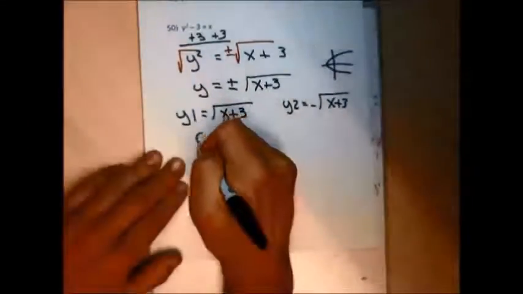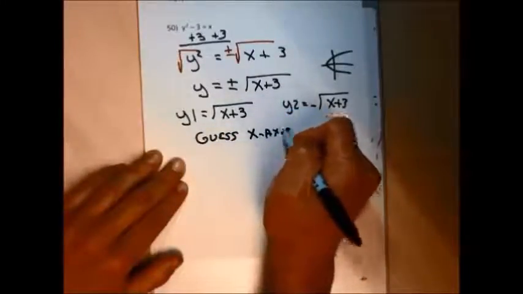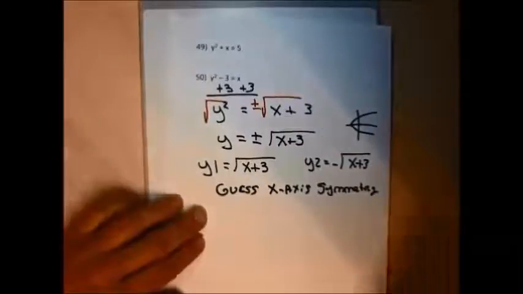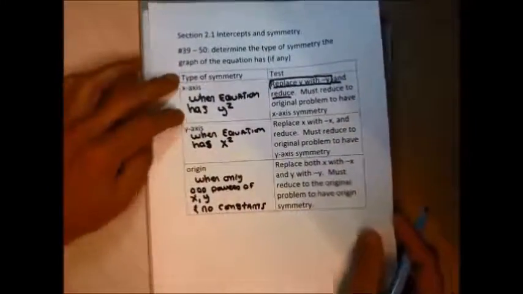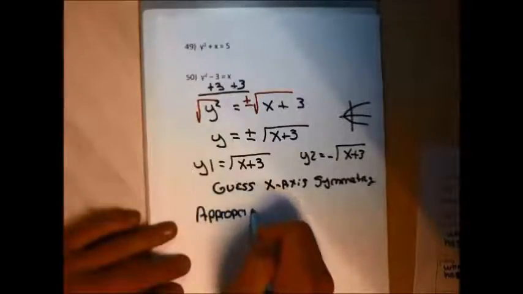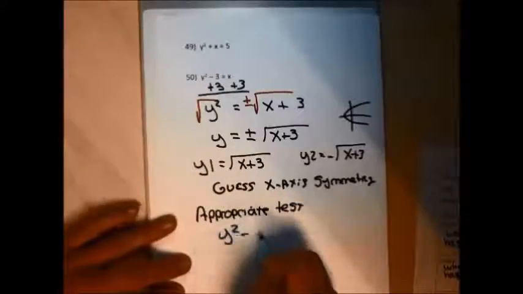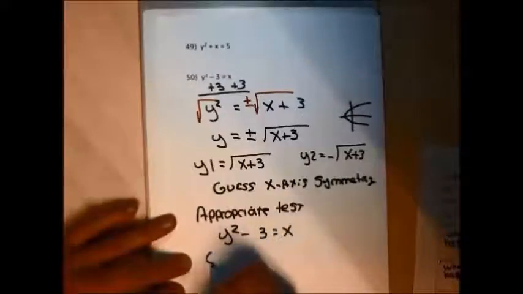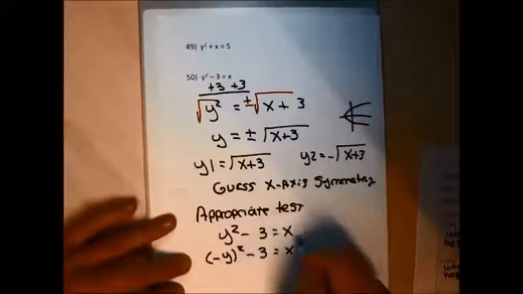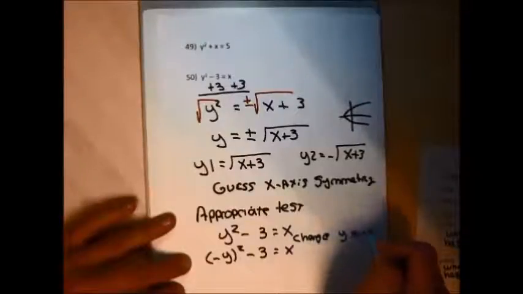So my guess is x-axis symmetry. And the test for x-axis symmetry is to replace the y with negative y. So now I'm going to do the appropriate test. The original problem said y squared minus 3 equal to x. I'm going to change the y to negative y and reduce. So the appropriate test is to change the y to negative y.